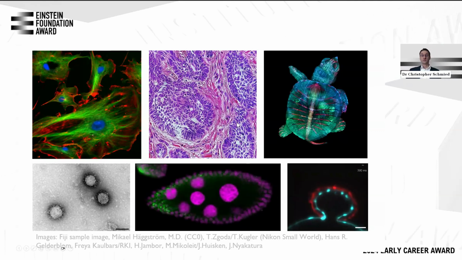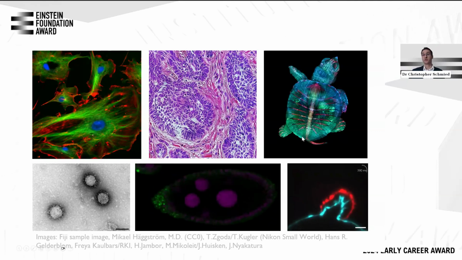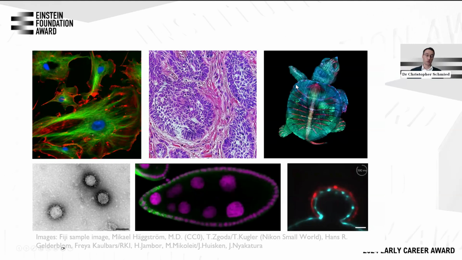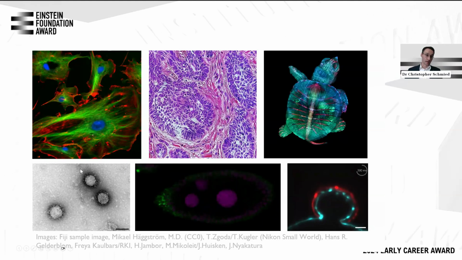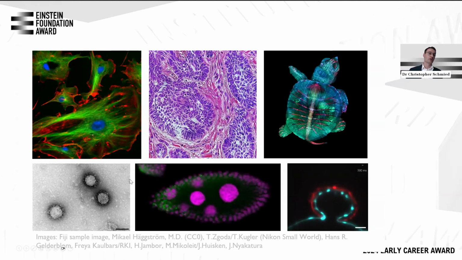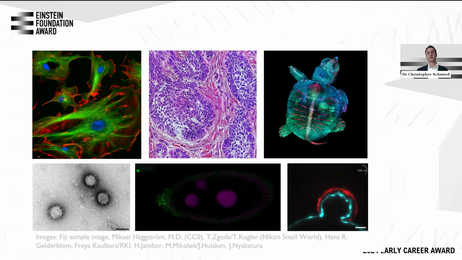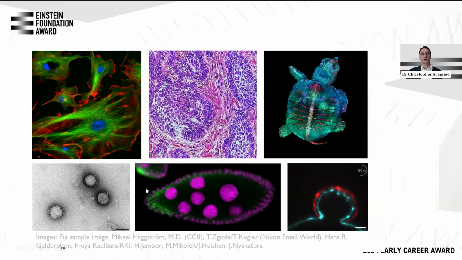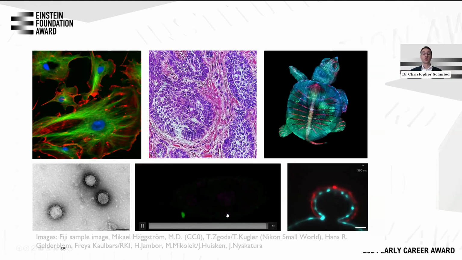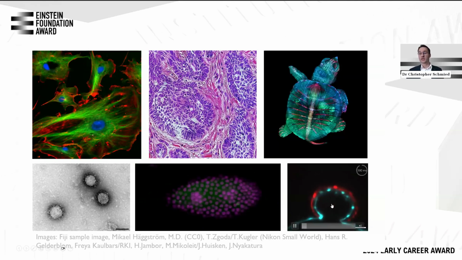cancer. And we can study entire organs and even entire organisms, here represented by a fluorescent turtle embryo. We can also study very small things, here represented as a coronavirus imaged with electron microscopy. We can image objects in their entirety with 3D imaging, here shown on a Drosophila ovary. And we can image very dynamic processes, here shown on a living, beating zebrafish heart.